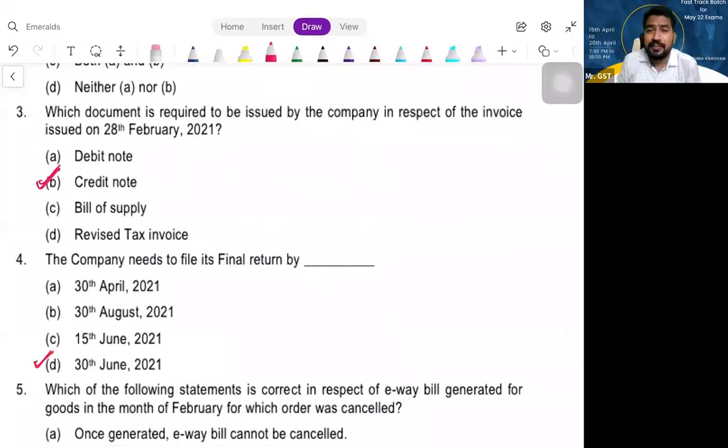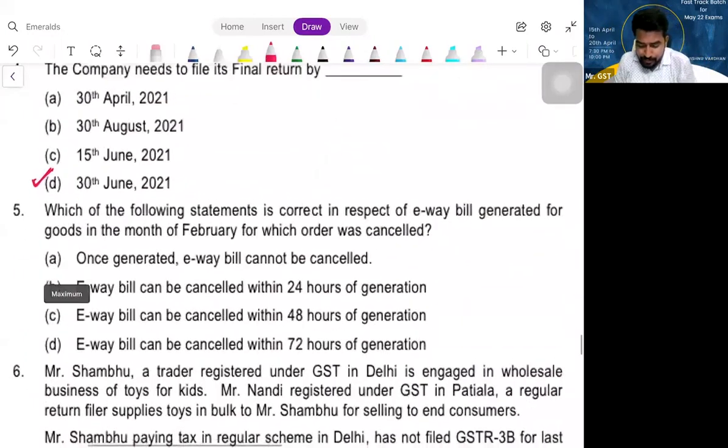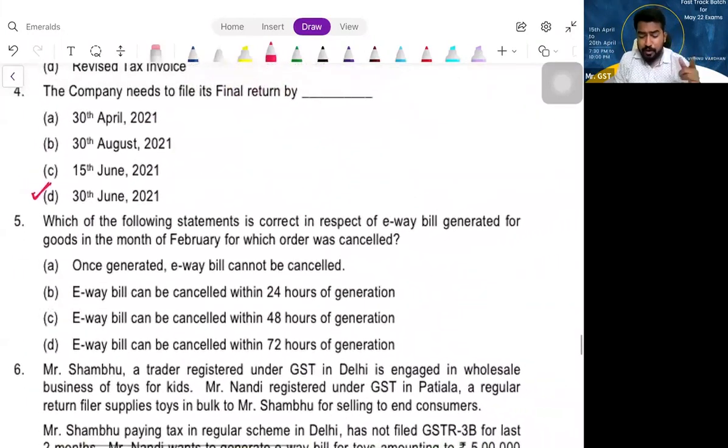Fine. Finally, the final MCQ. Which one of the following? You read and you answer. In the month of B, sir. E-way bill cannot be generated. Option D, sir. Obviously, let us not waste time. Already we have discussed the answer also. So this is B, correct?